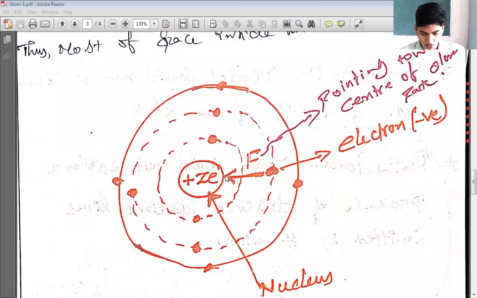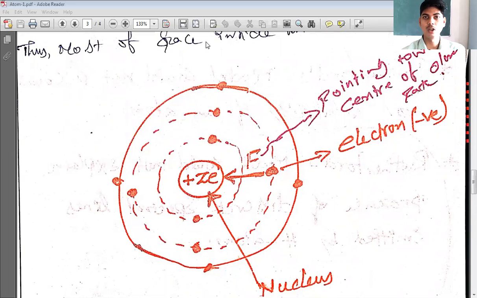Actually, this is the electric force, the force between nucleus and electron. This is actually electric force, but this electric force is pointing towards the center of the circular path. So this electric force must be behaving like centripetal force. Centripetal means center seeking force. Because electric force is pointing towards the center of the circular path, the electric force between nucleus and the electron provides centripetal force for the electron to revolve around the nucleus.